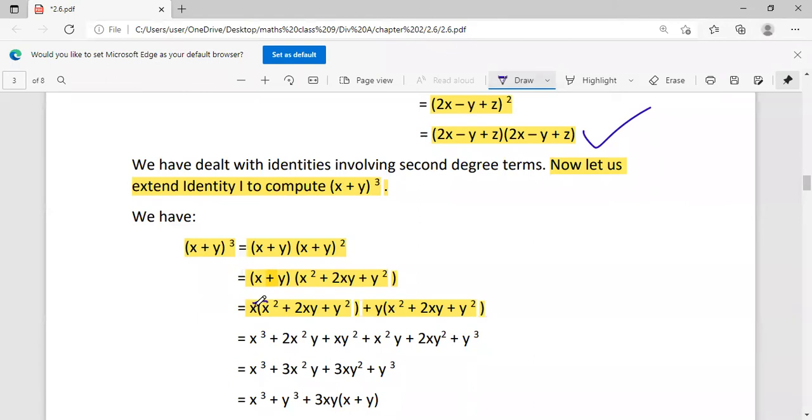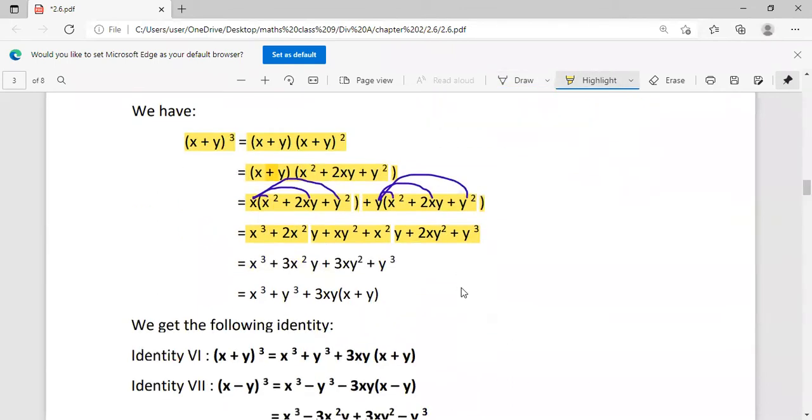Now we are opening the brackets. There are x into x squared, which is x cubed, plus x into 2xy, which is 2x squared y, again x into y squared, that is xy squared. Now come here, y into x squared, that is yx squared, and again y into 2xy, that is 2xy squared, and the last term, y into y squared, that is y cubed. Okay, that's how we got this next equation.